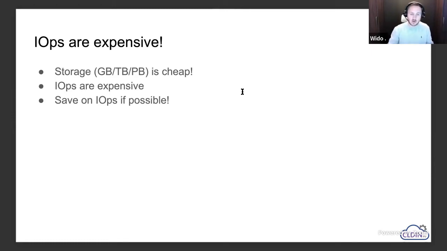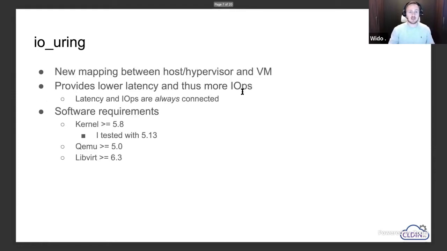But then you say, well, I really need the IOPS. How do I get there? This is why we have IO uring. This is a new mapping between the host, the hypervisor, and the virtual machine, and it provides lower latency and thus more IOPS. Let me get back to IOPS and latency, because they are connected. Let's say I have a latency of 1 millisecond. A second is 1,000 milliseconds, so if each IO takes 1 millisecond, I can do 1,000 IOPS.